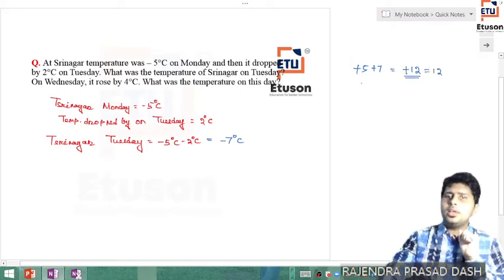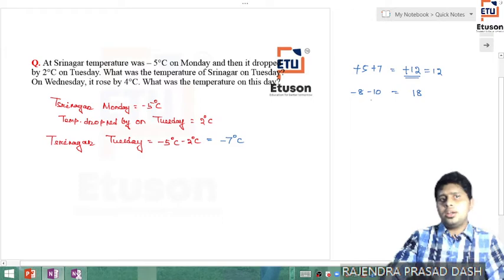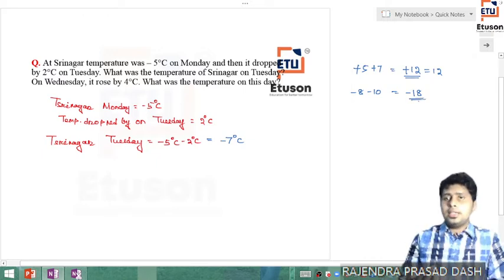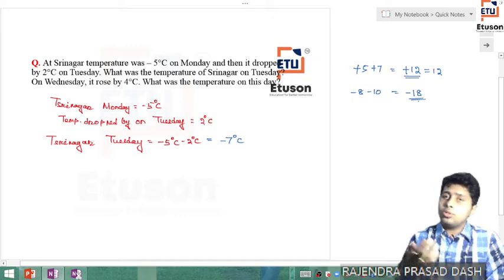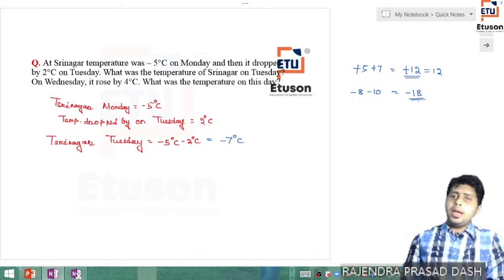Similarly, if I say minus 8 minus 10, here also there are two similar signs. So what will I do? I will just add these two numbers, 10 and 8, which is 18, and I will put the common sign which is associated with both the numbers. The minus sign is associated with both the numbers, so I will put the minus sign here. So the answer will be minus 18 degrees Celsius, or minus 18. Here I have not mentioned degrees Celsius, so the answer will be minus 18.